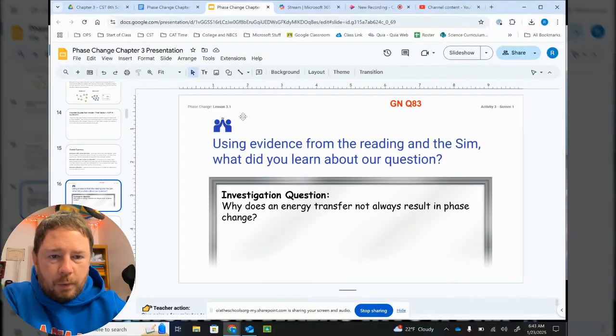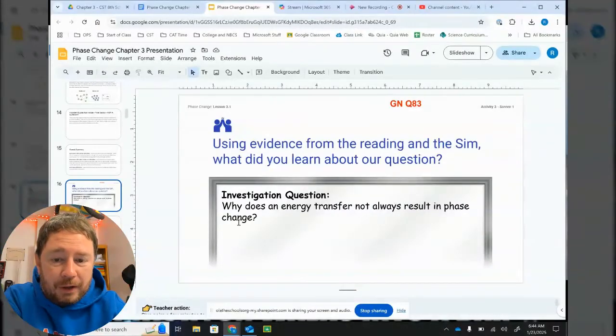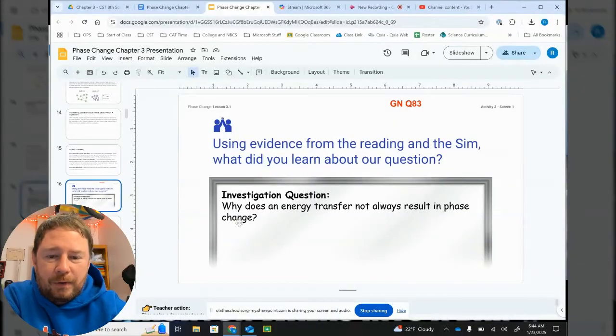Okay, we're on question 83. It says, using evidence from the reading and the sim, what did you learn about our question? So, our investigation question was, why does an energy transfer not always result in a phase change? So, the sim is where we were trying to add energy or remove energy without causing a phase change.